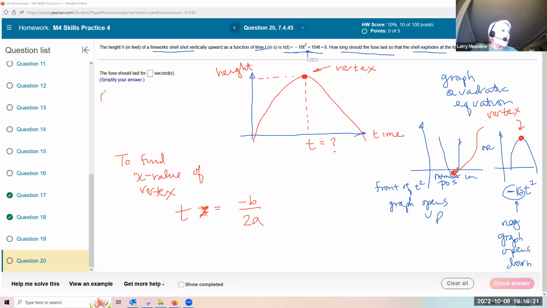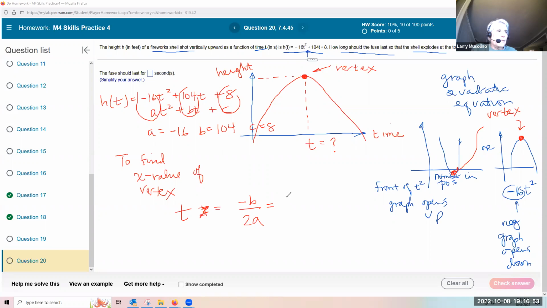All right, so let me take our equation and compare it to that standard form. Here's the equation they're giving me. And I'm going to compare this to at squared plus bt plus c. Well, I'm noticing a is negative 16. Our b number is 104. And our c number is 8. So let me plug in. This says take the negative of b.